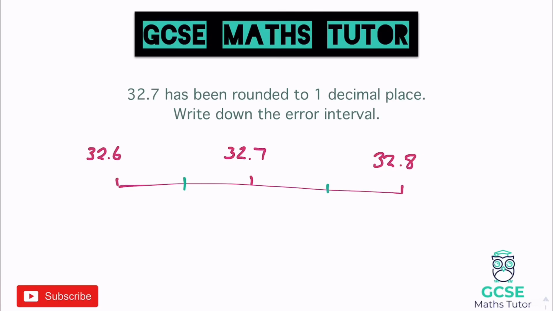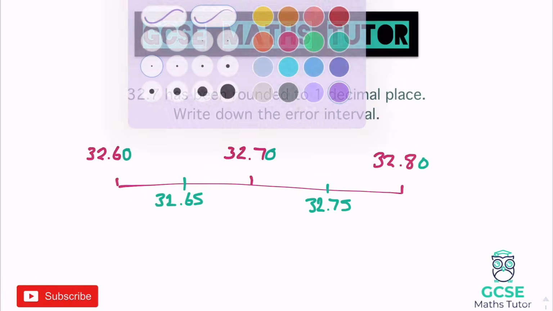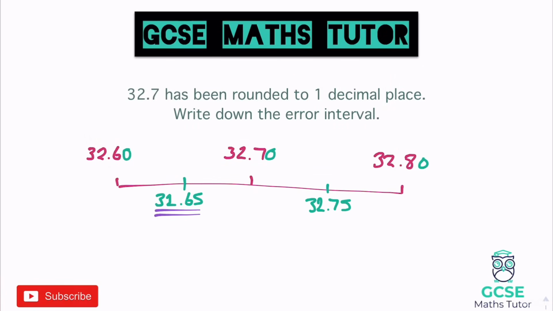Now the number in between 32.6 and 32.7 is 32.65, and in between 32.7 and 32.8 is 32.75. Okay, and it can sometimes help adding a naught onto the end of these to visualise that. So we can say in between 32.60 and 32.70 is 32.65. That can just help to visualise it a little bit better. Now in terms of the upper and lower bound, it could have been this number here, 32.65. Now 32.65, if we round that to one decimal place, does round to 32.7 or 32.70.